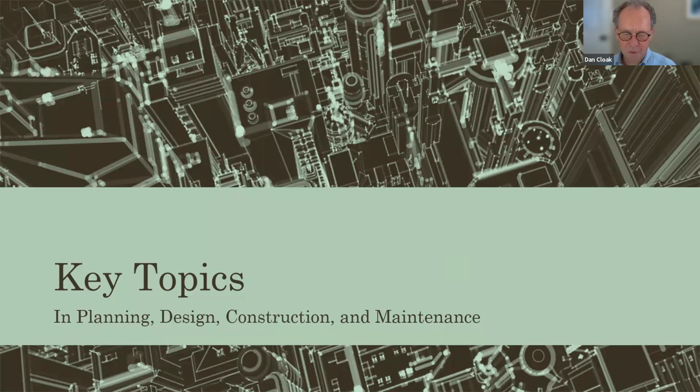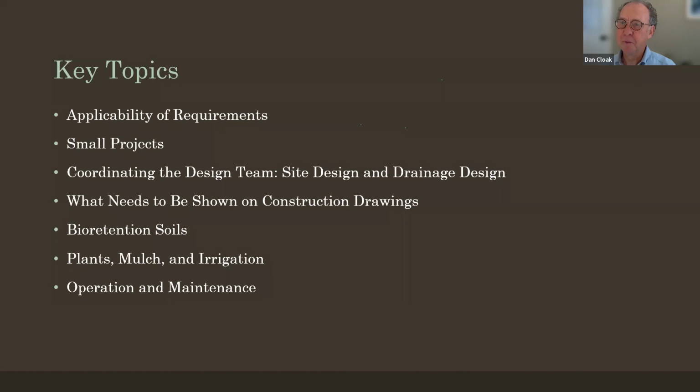All right, let's move on to some key topics here. These are the list I noted before. We'll talk about applicability, about small projects. This key one about coordinating the design team. I hope we can hang out on that for a while since we do seem to have the time. What needs to be shown on construction drawings, also pretty key. These are probably the two longest ones, and then we'll cover soils, plants, mulching, irrigation, and operation and maintenance.